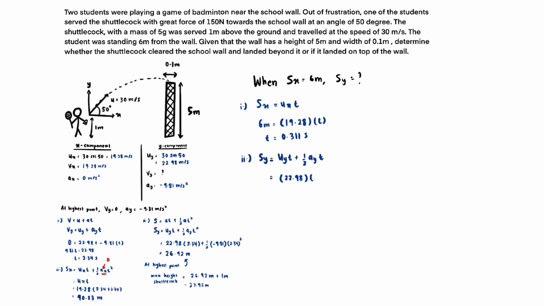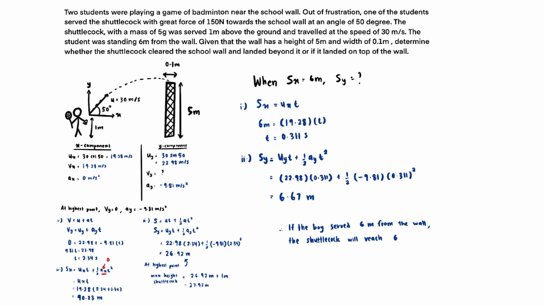So, when t is equal to 0.311, the total displacement of the shuttlecock vertically from the ground is 6.67 meter. Since the shuttlecock is served 1 meter from the ground, the vertical displacement is 7.67 meter. Hence, the shuttlecock will clear the wall and land beyond it.